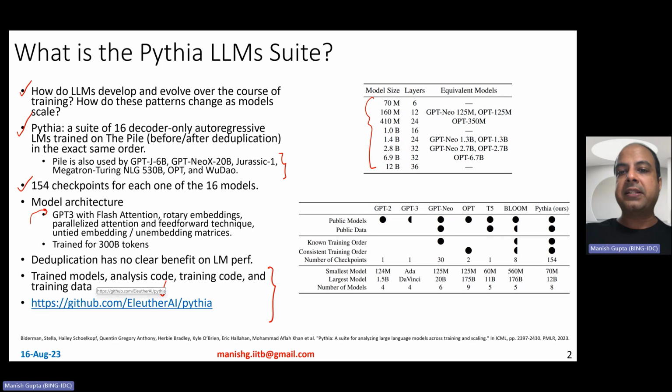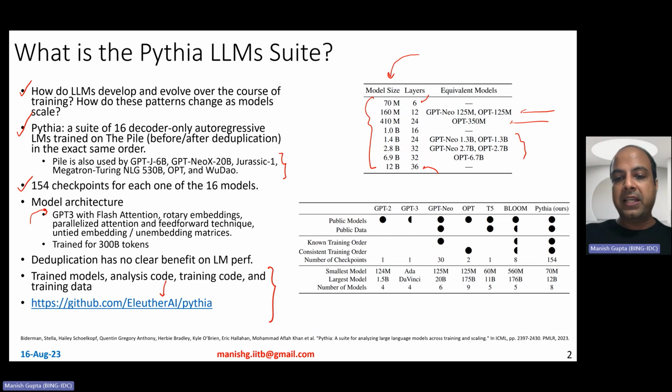So these are the sizes of models that have been put out, from 70 million all the way to 12 billion, the largest one. It starts from 6 layers and goes all the way to 36 layers. And then, the different model checkpoints that you see here are equivalent to several other GPT-Neo or OPT models. So if you compare it with other different families of models which are publicly available.